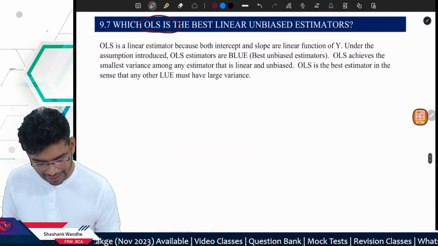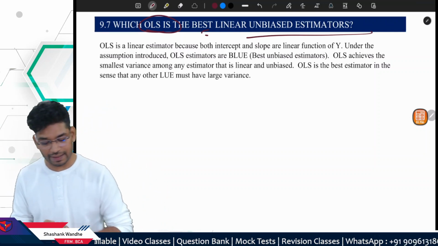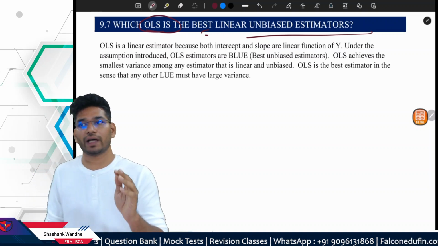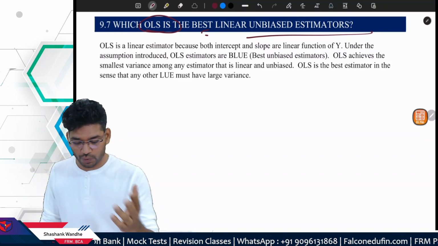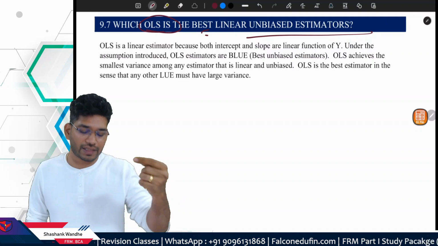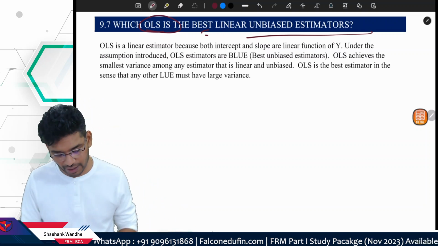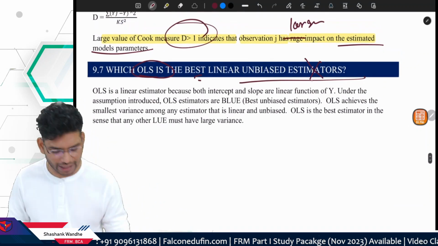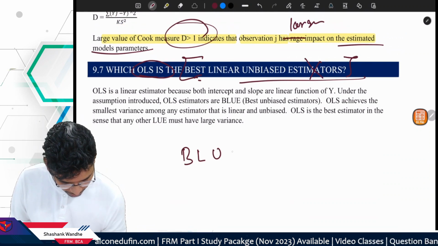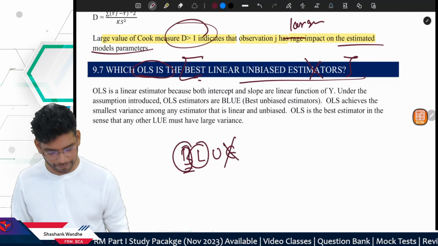Now, which OLS is the best linear unbiased estimator? Simple: ordinary least squares. In this particular case, we have to think about the linear unbiased estimator. First of all, what is an estimator? An estimator is the one which estimates the population parameter using the sample data. So the estimator part is clear. Here you have to understand the meaning of BLUE: best, linear, and unbiased.